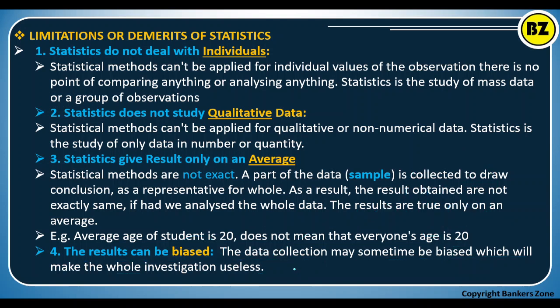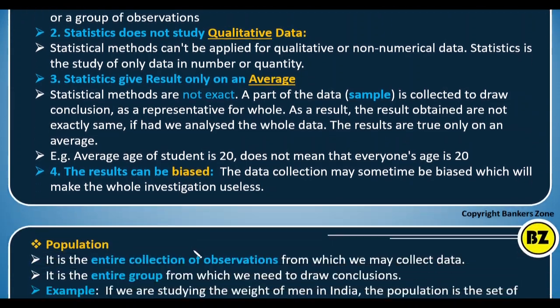So we have discussed some demerits and limitations of statistics. First, it does not deal with the individual. Second, it does not study the quality of the data. It gives the result only on an average basis, and the result can be biased. So these are the limitations of statistics.